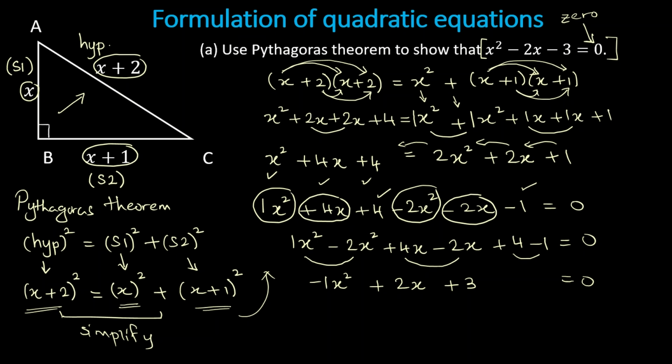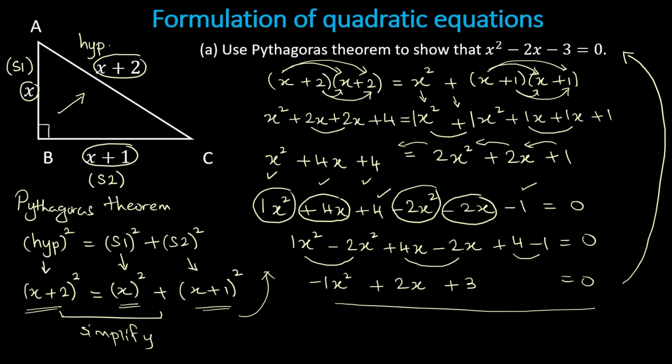Now, is this equation the same as that of the given question? We need to reach here. This is our main goal here. We need to reach this equation. Is it the same? Here we have x squared, meaning positive 1x squared. And in our case, we have negative 1x squared. Is it the same?